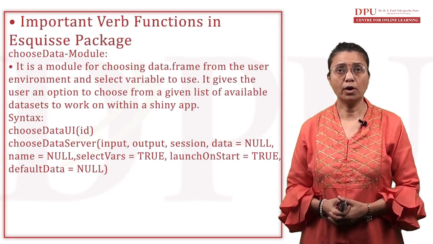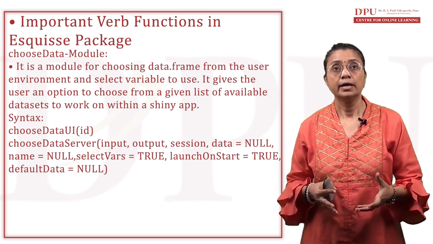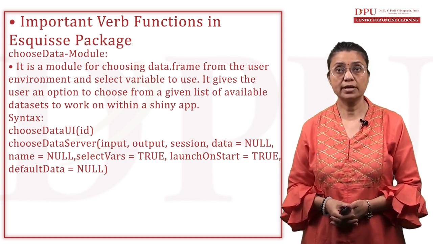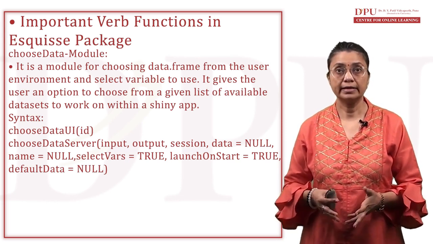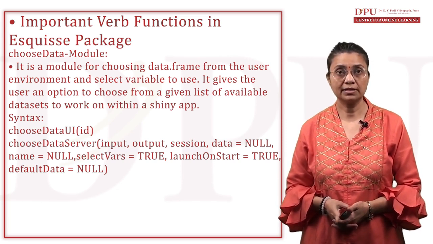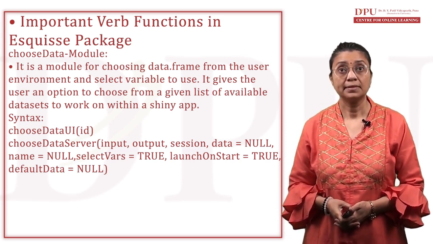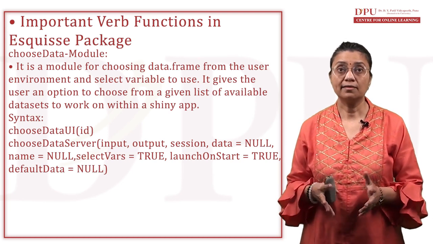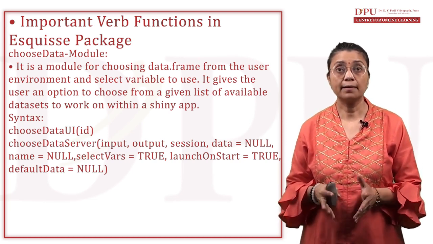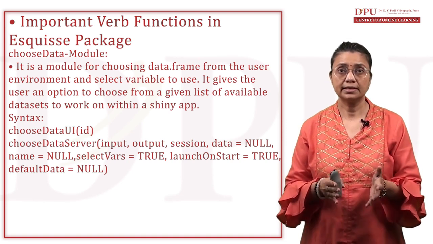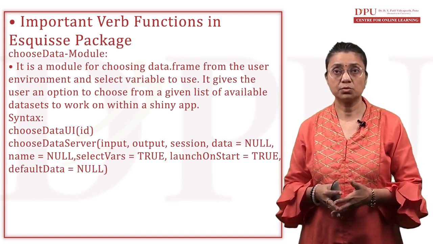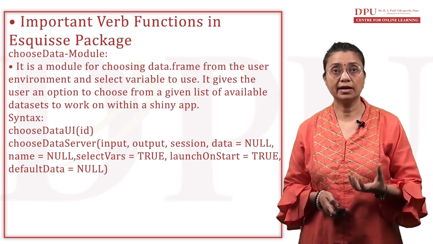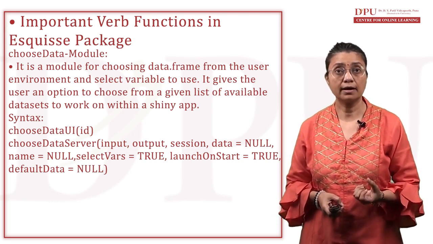We have to understand some important functions in the esquisse package. In the esquisse package, there is the choose data module. It is a module for choosing a data frame from the user environment and selecting variables to use. It gives the user an option to choose from a given list of available datasets to work on within a Shiny app. Syntax: chooseDataUI and within brackets id. chooseDataServer and within brackets input, output, session, data equals NULL, name equals NULL, selectVars equals TRUE, launchOnStart equals TRUE, defaultData equals NULL. So that is how we have created our data server, and we are choosing our data server.